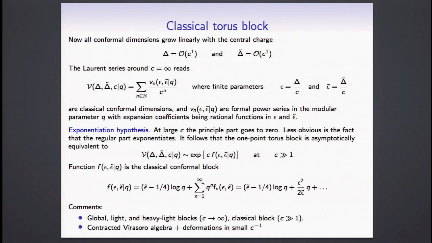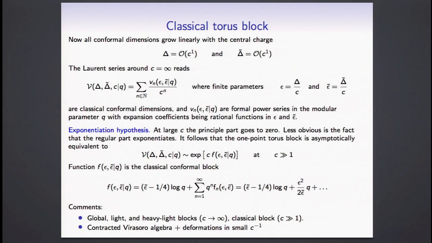So in this way we obtain some Laurent series, which has a principal part and a regular part, and the respective coefficients are just some formal power series in the modular parameter, with the next level expansion coefficient being some rational functions of classical conformal dimensions. And the most important thing about the classical block is that at large C, the principal part of this expansion goes to 0. Less obvious is that the regular part exponentiates.